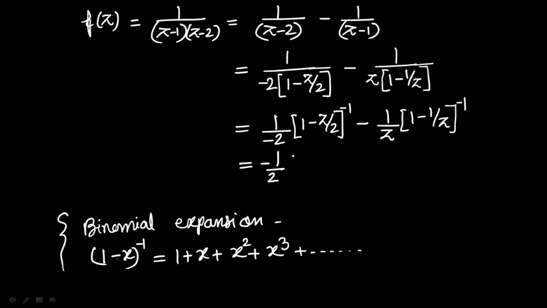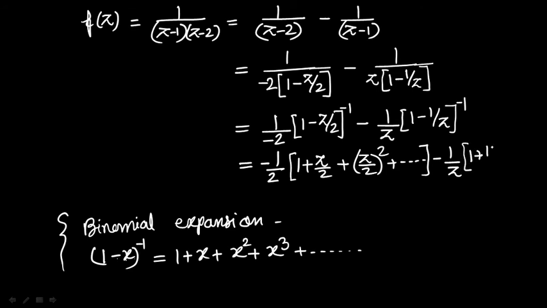Here 1 minus 1 by 2 as it is, 1 minus z by 2, therefore 1 plus z by 2 plus z by 2 whole square and so on. This is the expansion of the first term. Now second term, 1 by z as it is, then 1 plus 1 by z. This 1 by z we consider as x and expand the terms and so on. This is the required answer for the first condition.